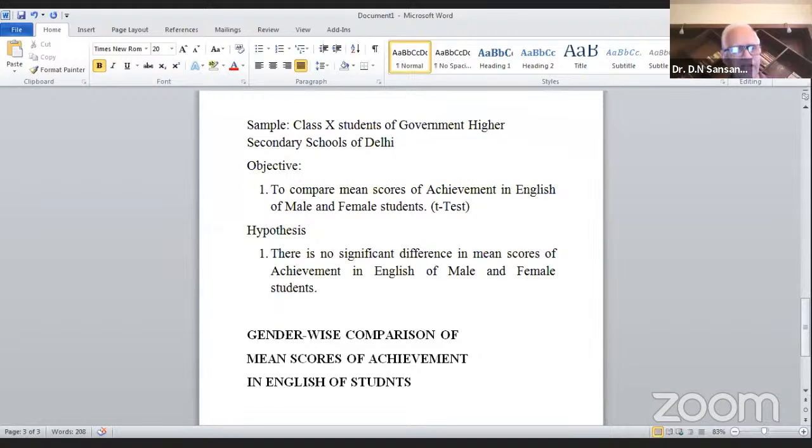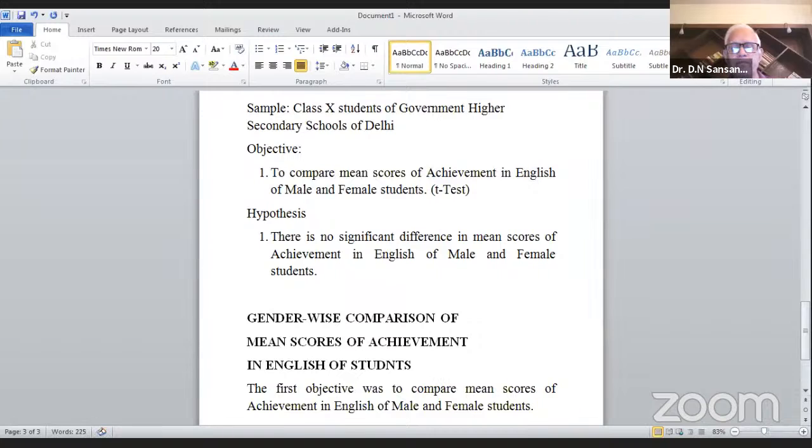And now I start writing. I'll say the first objective was, it has to be written in the past tense because you have collected the data, you have analyzed the data, and now you are writing. So it has to be in the past tense. So the first objective was, let me copy the objective. The first objective was to compare mean scores of achievement in English of male and female students.